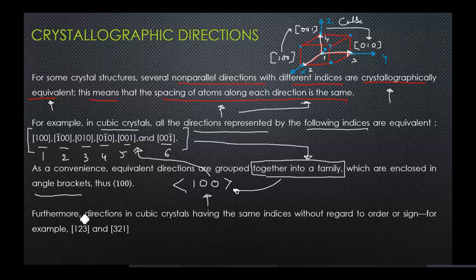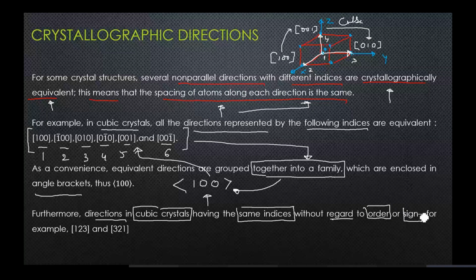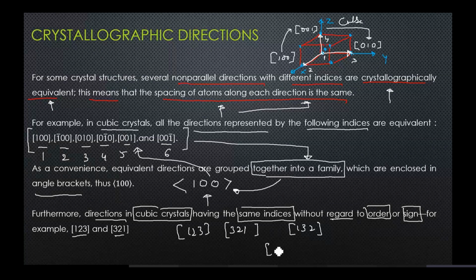All right, you're welcome. So, furthermore, it says that directions in cubic crystals having same indices without regard to order or sign, for example 1, 2, 3 or 3, 2, 1, are crystallographically equivalent directions. So if you have 1, 2, 3, or 3, 2, 1, or 1, 3, 2, or 1 bar, 2, 3, they are all crystallographically equivalent directions in cubic crystals. Clear?